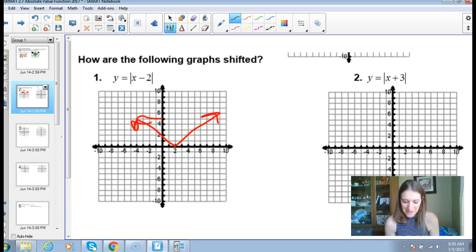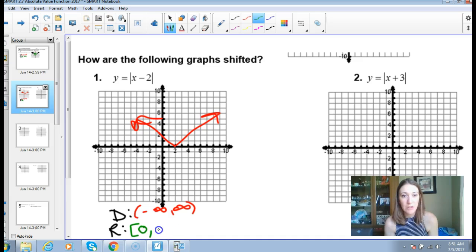So again, I could come up with domain and range pretty quickly. The domain still is going to be negative infinity to infinity because it goes forever to the left and to the right. It cannot be bounded. The range is actually still going to be 0 to infinity. I know it shifted to the right, but that doesn't affect how high or how low it started.